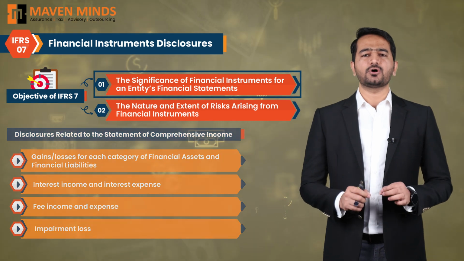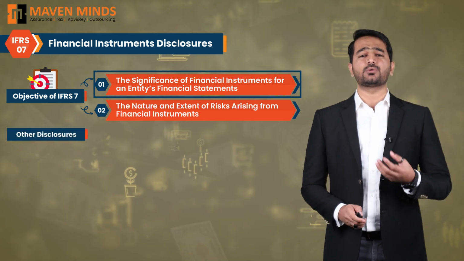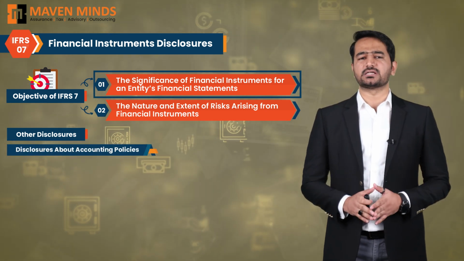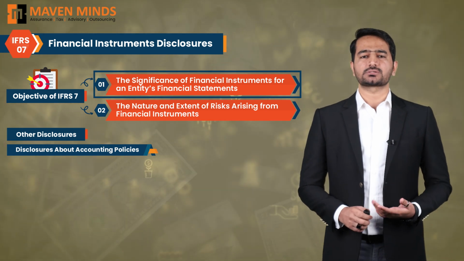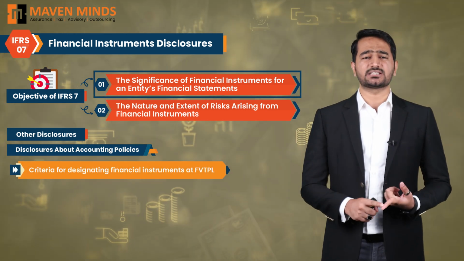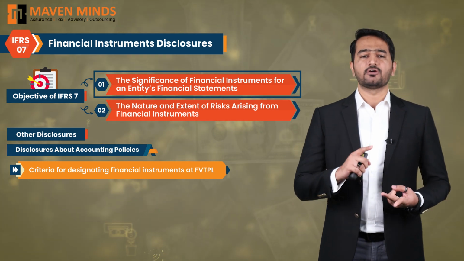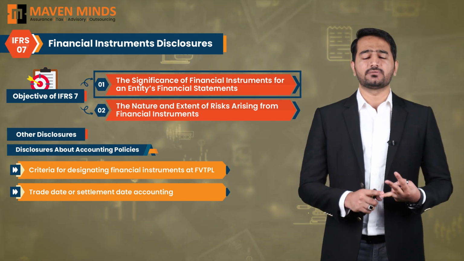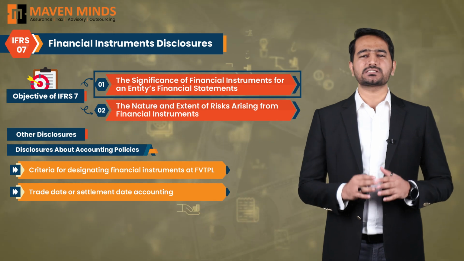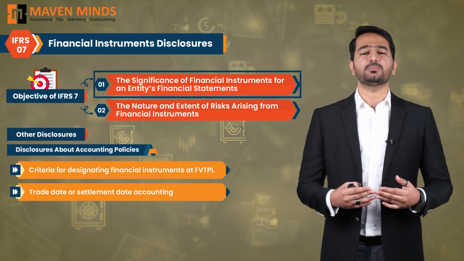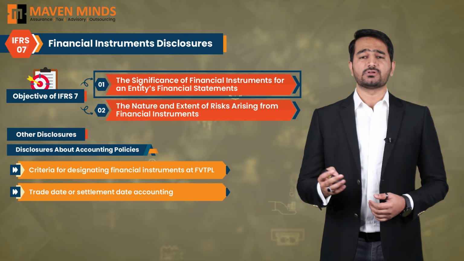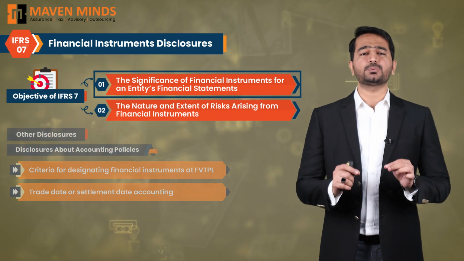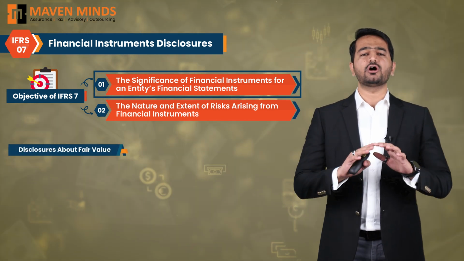Okay, now let's move on to a few special disclosures related to your accounting policies. Here, you need to explain how you handle certain accounting treatments. For instance, you will need to disclose the criteria you use for designating financial instrument at fair value through profit and loss, whether you apply trade date or settlement date accounting, and other specific accounting treatments related to your financial instrument. These disclosures give users insight into how you manage and account for financial instruments, which can affect how they interpret your financial results.